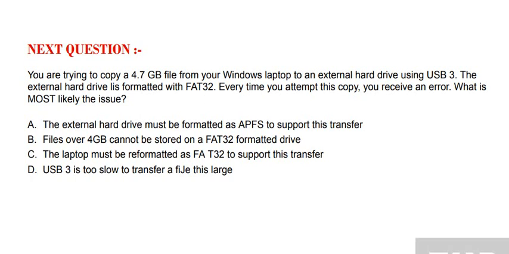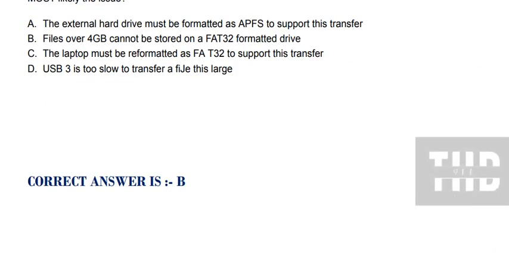And the options are: option A, the external hard drive must be formatted as APFS to support this transfer. Option B, files over 4 GB cannot be stored on a FAT32 formatted drive. Option C, the laptop must be reformatted as FAT32 to support this transfer. And option D, USB 3 is too slow to transfer a file this large. And the correct option is option B.